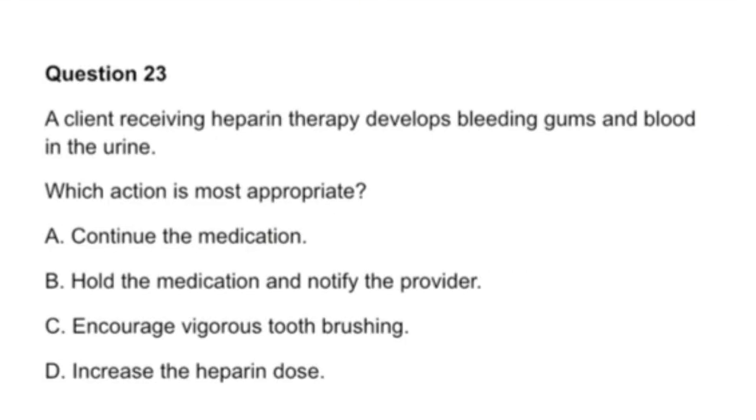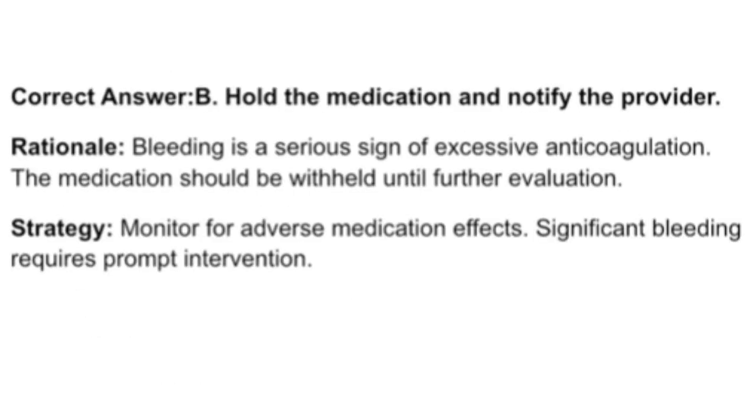Question 23. A client receiving heparin therapy develops bleeding gums and blood in the urine. Which action is most appropriate? A. Continue the medication. B. Hold the medication and notify the provider. C. Encourage vigorous toothbrushing. D. Increase the heparin dose. Correct answer. B. Hold the medication and notify the provider.